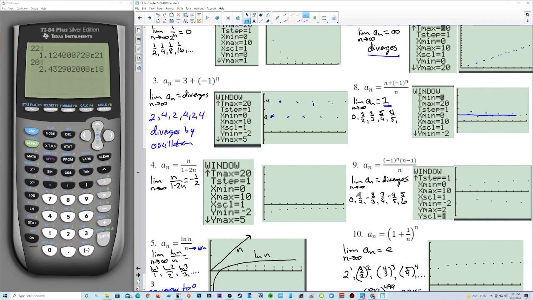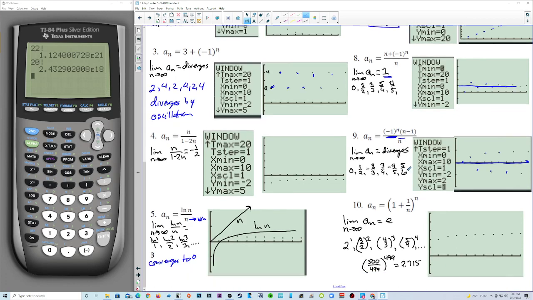Now on this one, you go 0, 1/2, and we're going to look at this right here. If you plug in 1, you get 0, 2, you get 1/2, 3, you get negative 2/3, and it goes positive, negative, positive, negative, but the distance from 0, right down the middle, the numbers are getting farther away from 0. So this isn't converging to one single value. So this is diverging by oscillation, because the amplitude from 0 is getting bigger and bigger.